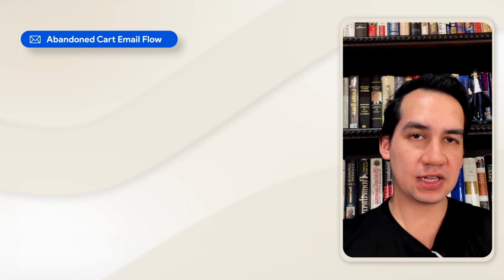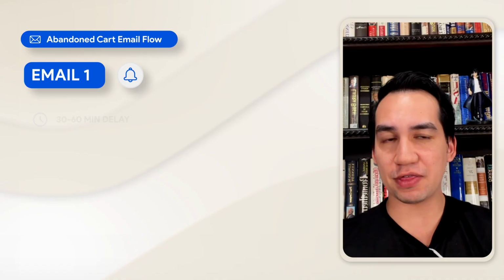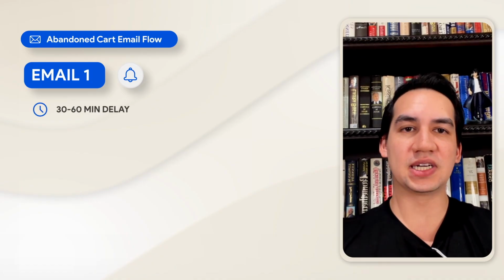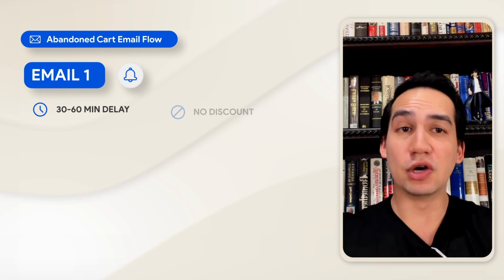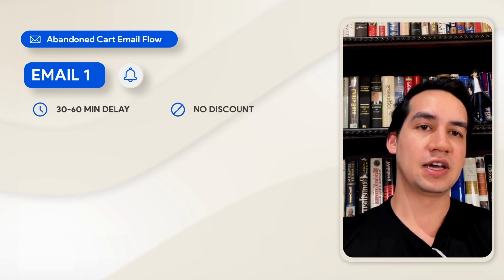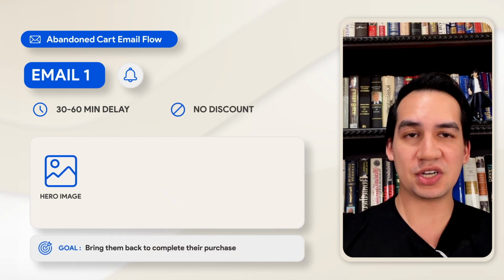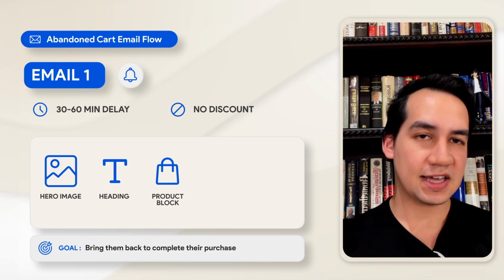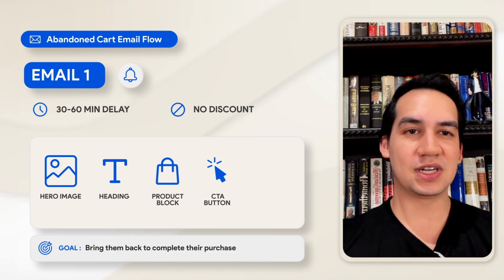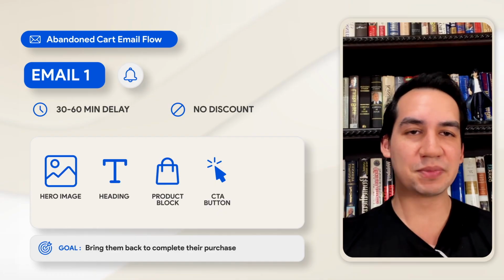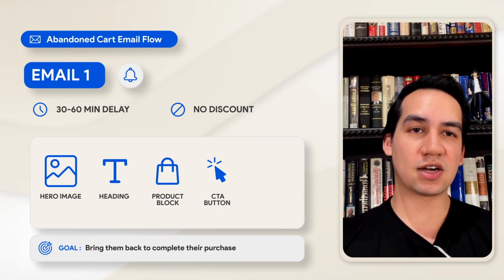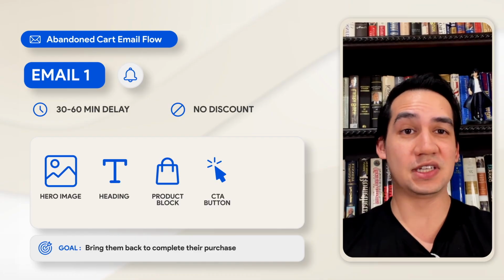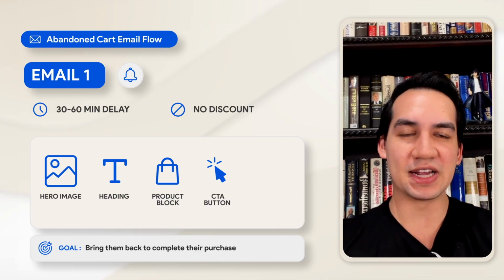Now, here's each email in depth. Email 1, you're gonna have a 30 to 60 minute time delay after they started checkout or abandoned their cart. No discount here, just a reminder. Like we said, there are 5 core elements: hero image, header, dynamic product block, the actual products in their cart, and the CTA button linking to your cart page. So typically that's gonna be yourdomain.com/checkout or /cart. That's sort of the default, but it depends on the brand.